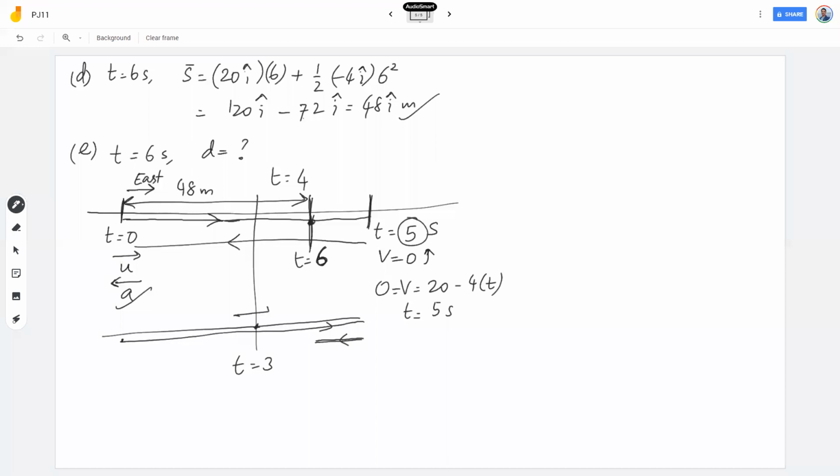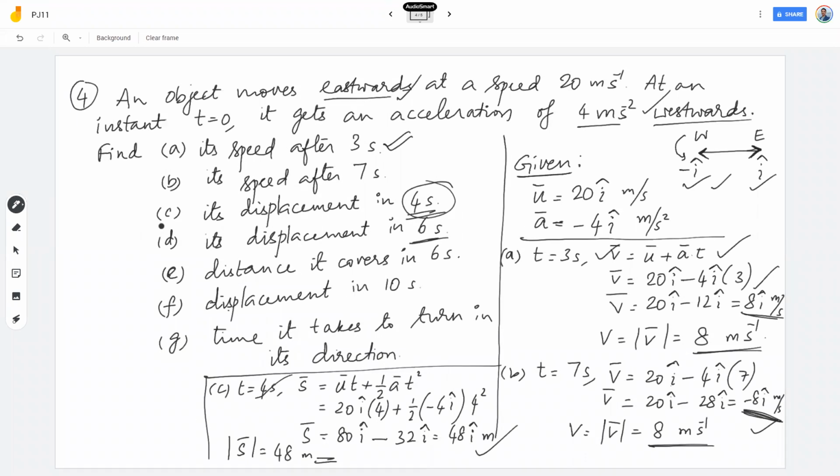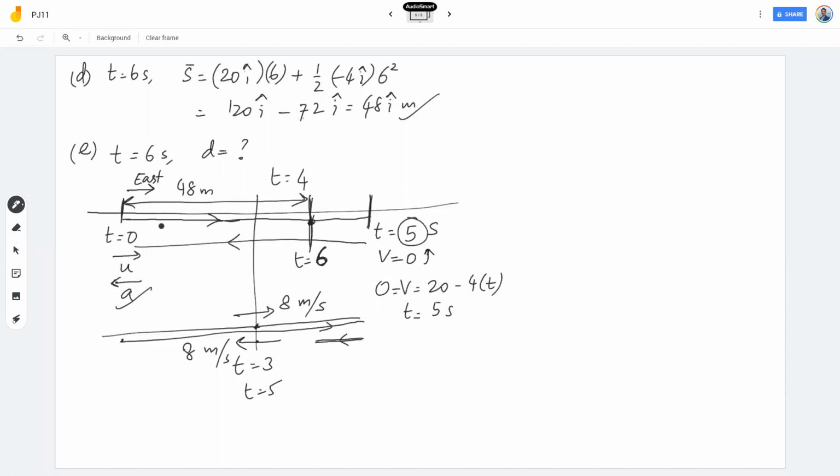It was moving this way with a speed 8 meter per second, and at t equal to 5, it would be moving at the same point. It would be moving in the opposite direction at a speed 8 meter per second again. Understand why the answers are like 8 and minus 8 here, and 48 and minus 48 here? Because they are all symmetric.